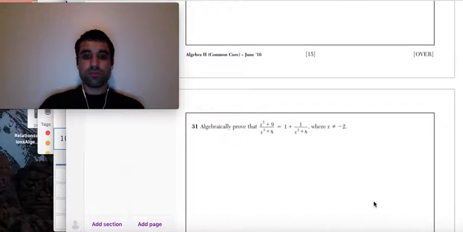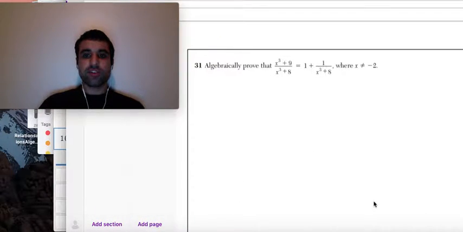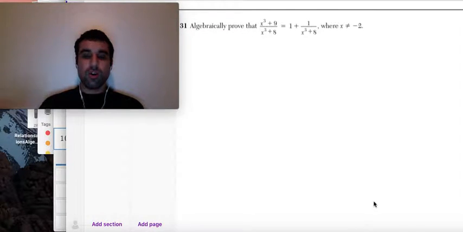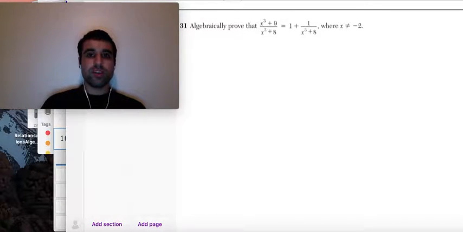Okay, next question. 31. Algebraically prove that x cubed plus 9 over x cubed plus 8 is equal to 1 plus 1 over x cubed plus 8. There were a lot of ways to do this. I'm going to show you guys 2 different ways.